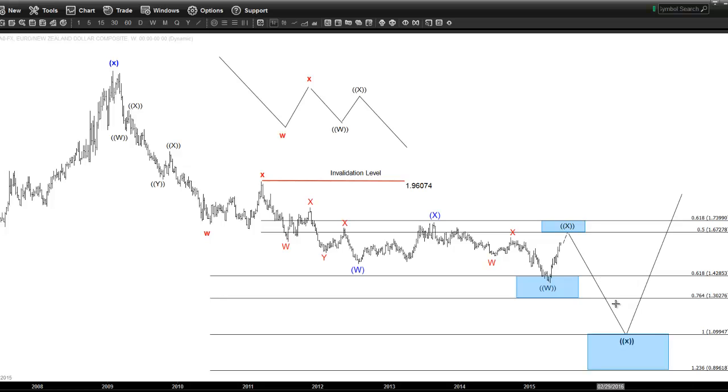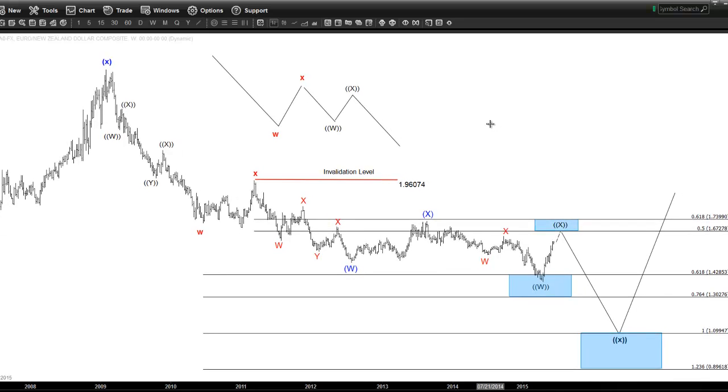So this is a really big drop right here, and if that happens, that is 6,000 pips or 5,000 pips, something like that. But this is a weekly chart, so this is a very long-term move. So you shouldn't expect to have something like this in a week or in a month. This would be a multi-month decline, maybe taking a year or 2 years to finally conclude the X in black. All right, so that is the weekly overview for the Euro New Zealand dollars.